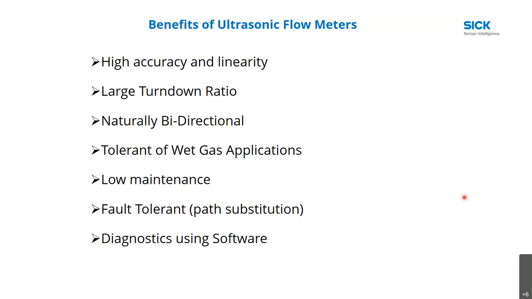Another benefit is it's tolerant of wet gas applications, meaning because of the way the transducers in the meter are mounted, they're directly looking at each other. We'll talk a little bit about that in a minute, but they're looking directly at each other. And so a lot of the wet gas applications don't interfere with the signals, but the meter has some intelligence in it that will tell you if it senses that there's moisture or the gas is wet.